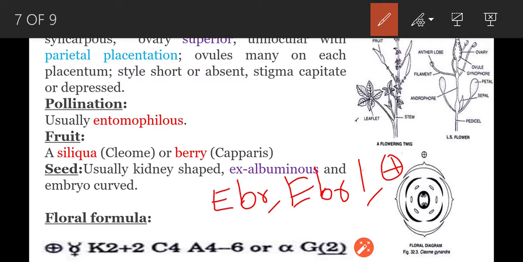In the next video, I will explain economic importance of Capparidaceae family.